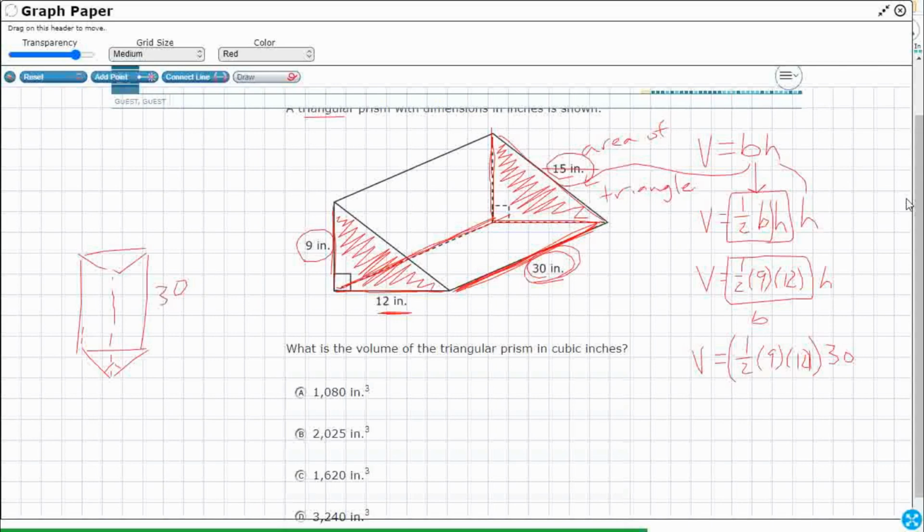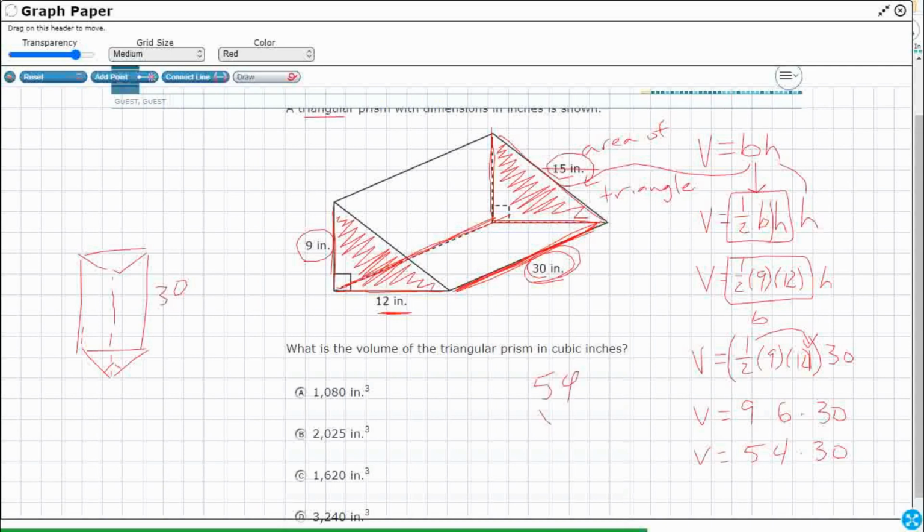It's just 1/2 times 9 times 12 times 30, so we can multiply in any order that we want to. I'm going to multiply this 1/2 times the 12. So 1/2 of 12 is 6, so I'm going to get 9 times that 6 times that 30. All right, and then let's do 9 times 6 is 54. So this is what I'm left with, right? 54 times 30. All right, we can do that.